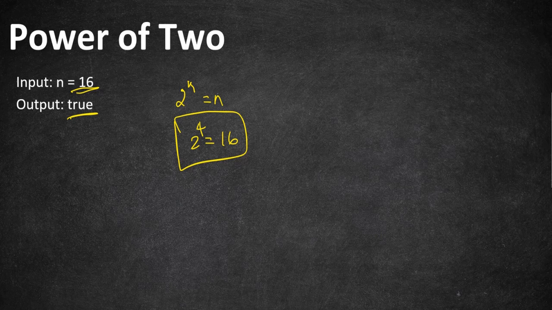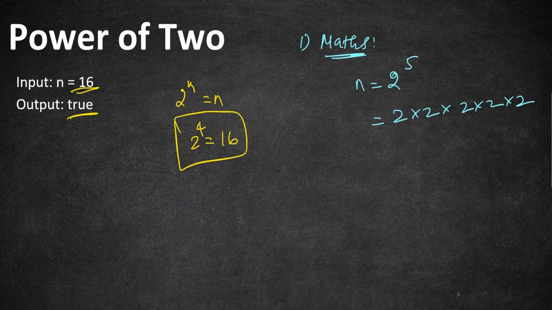So how can we solve this? The first straightforward way is doing it mathematically. For example, if n is 2 power 5, then it is represented as 2 into 2 into 2 into 2 into 2, that is 5 times 2. If a number can be represented by multiples of 2, then this number can also be reduced back to 2 or divided into parts of 2. So that's the overall logic.